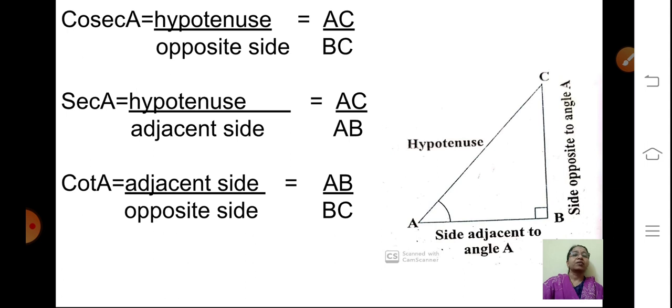Now cosec A definition is hypotenuse upon opposite side, that is AC upon BC. Sec A, hypotenuse upon adjacent side, AC upon AB. Cot A definition, adjacent side upon opposite side, that is equal to AB upon BC, right? So we have seen these six basic definitions.